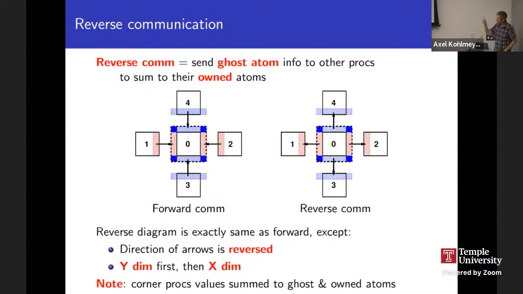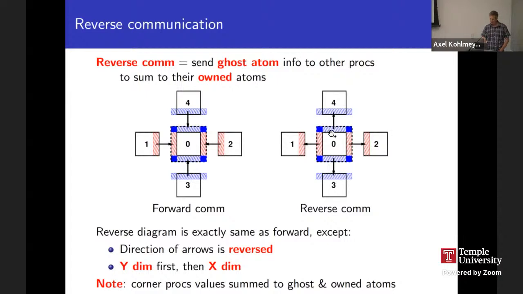So on the left is the diagram I just showed you, and I showed you a couple times for the forward communication. The diagram on the right looks exactly the same, but there's two differences I want to highlight. One is that the directions of all the little black arrows for who's sending to who are reversed. So in this diagram, processor 0 is sending its ghost atom information to these 4 neighbors. And so in order to do that and treat the corners correctly, now instead of doing X first, then Y, now Y needs to be done first, then X.